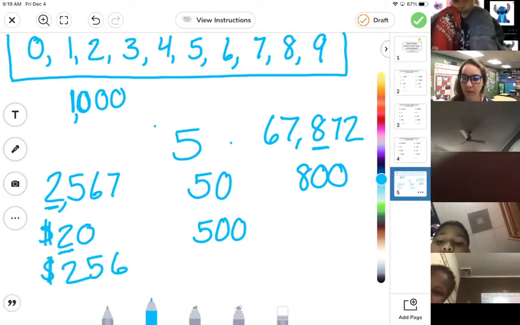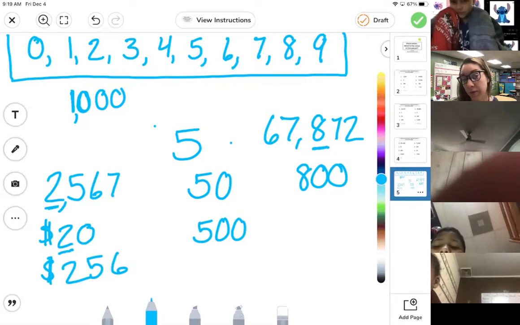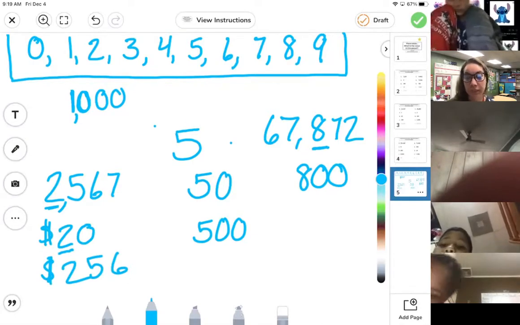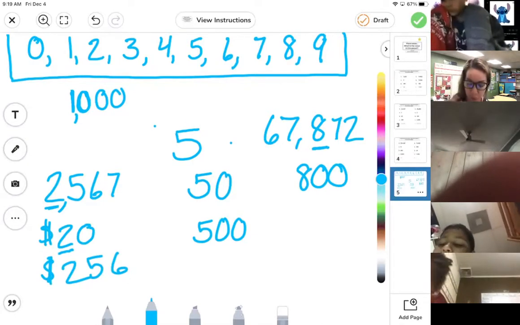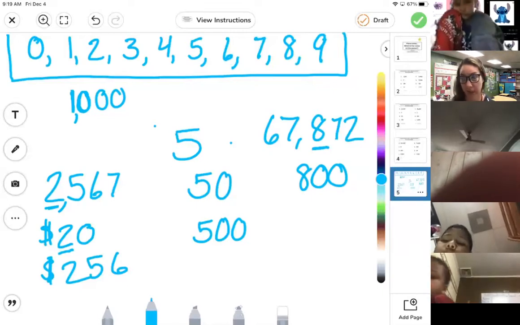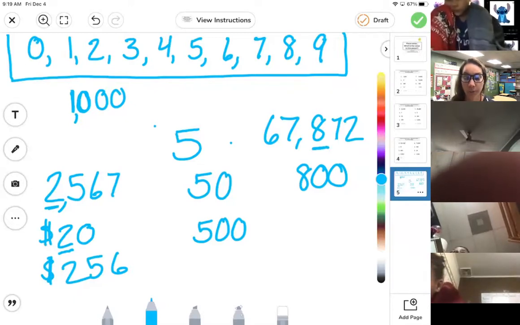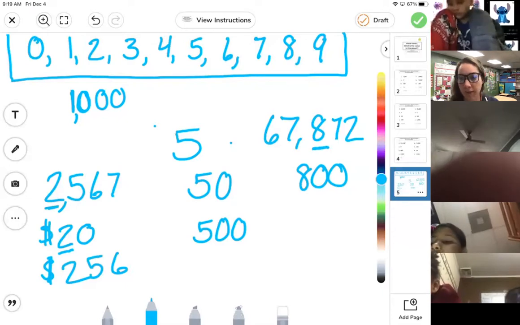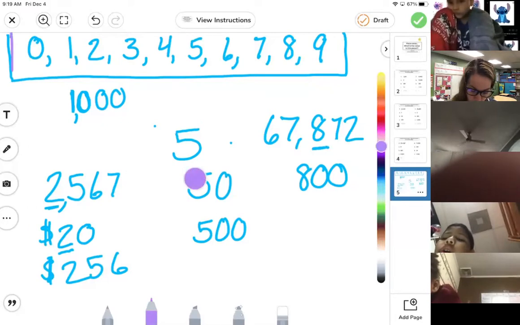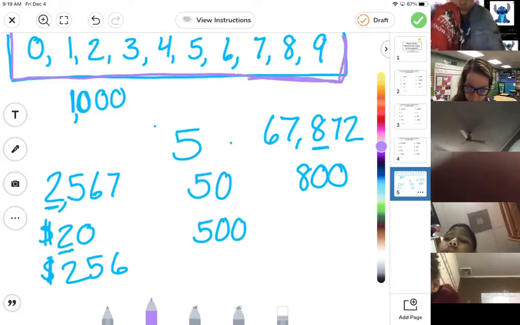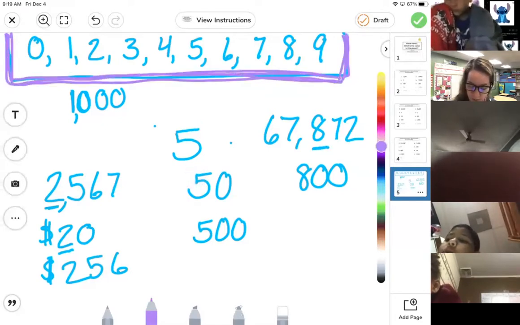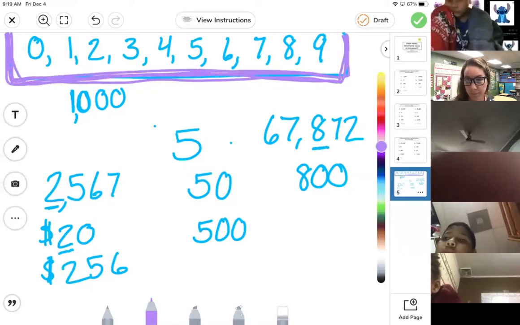No, I'm still very much not okay with that, right? Because 256 is not nearly the same as 2,567, right? The place a number is in determines its value. Even though these are the only digits we ever use, we can put them in any order, and that determines their value. Does that make sense? A little bit?